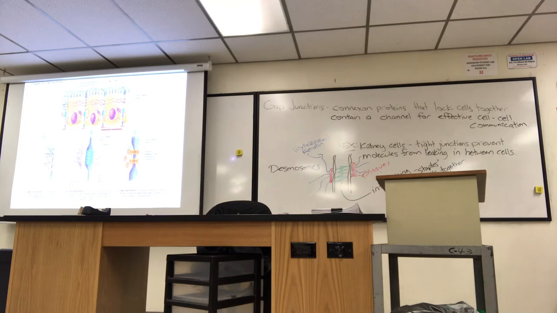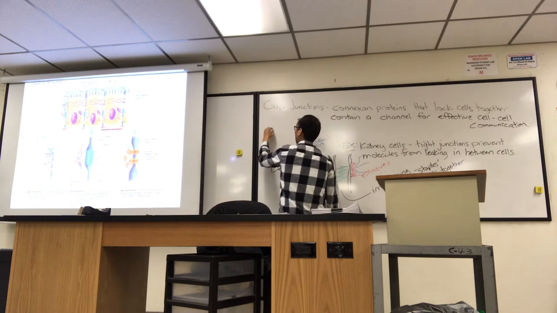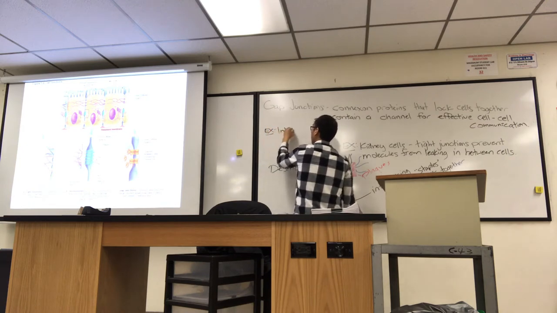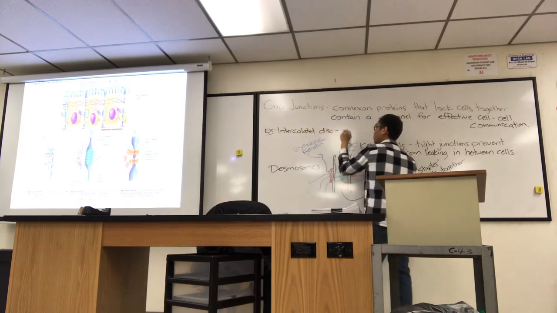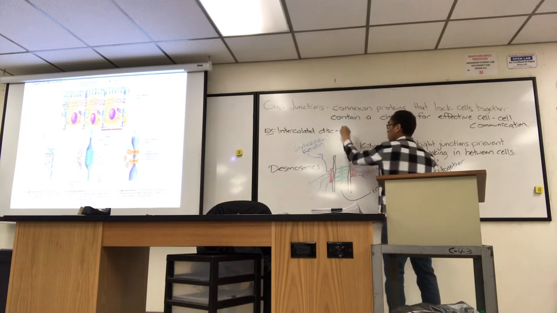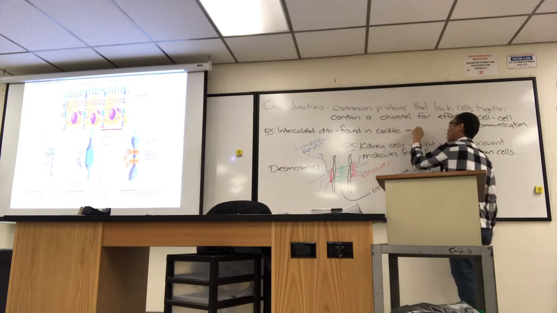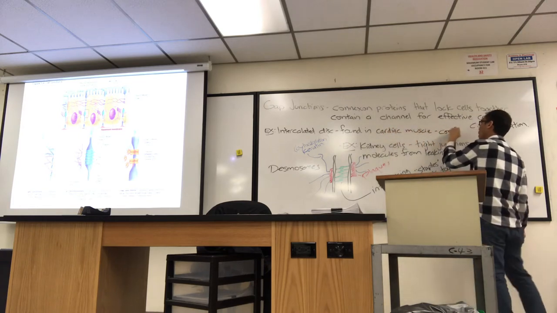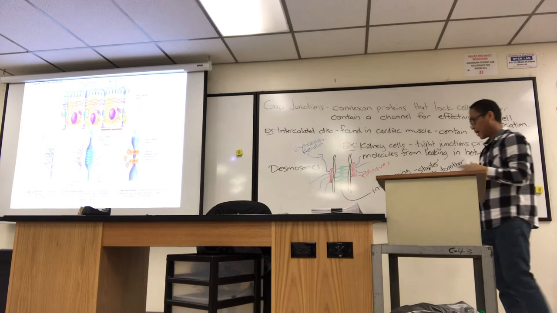The best example of a tissue you'll study that has both the desmosomes and the gap junctions together is a structure called the intercalated disc, and you find it in cardiac muscle. So I'll give you that as an example to look up. Intercalated disc. Those discs of the cardiac muscle, found in cardiac muscle, contain both desmosomes and the gap junctions.